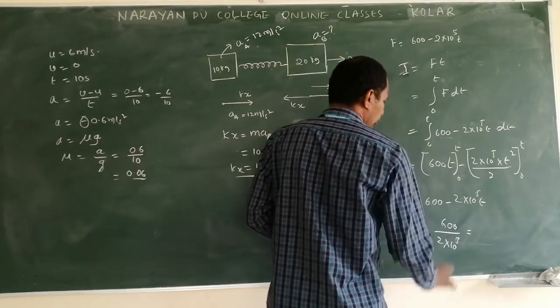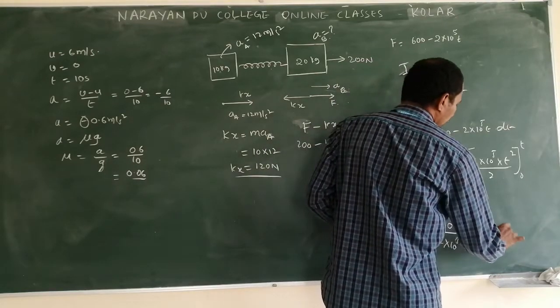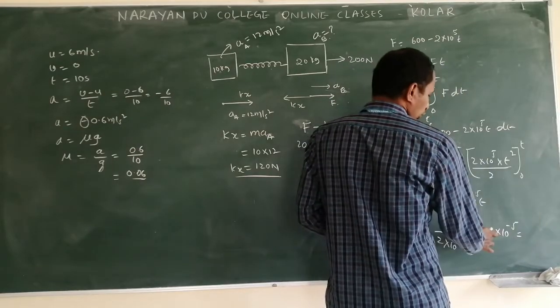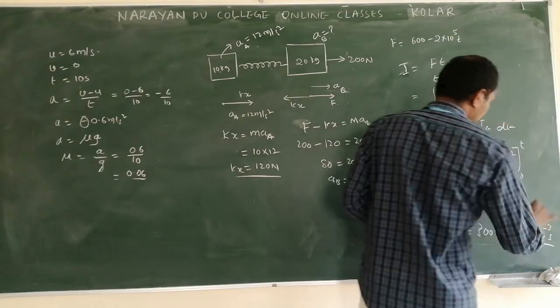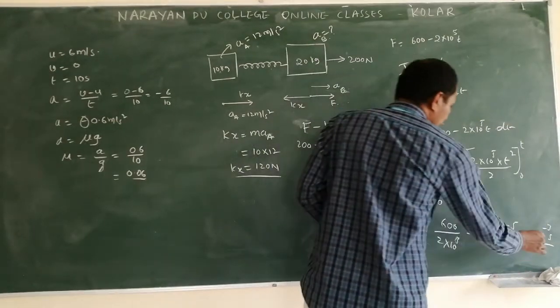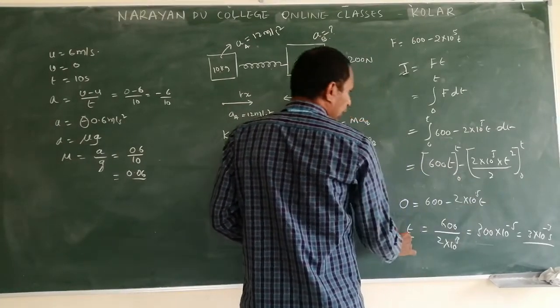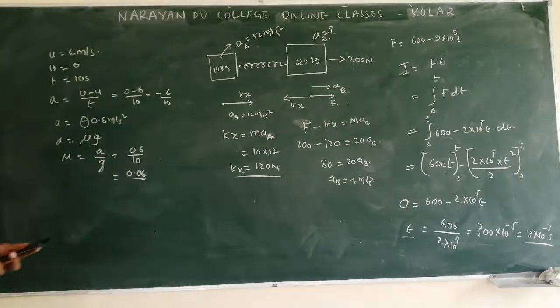This is equal to 300 into 10 power minus 5, or we can write it as 3 into 10 power minus 3 seconds. So in this many seconds the force will be 0. Now we got t. Substitute here and you will get the answer. Clear?